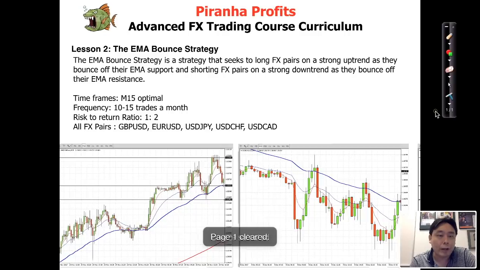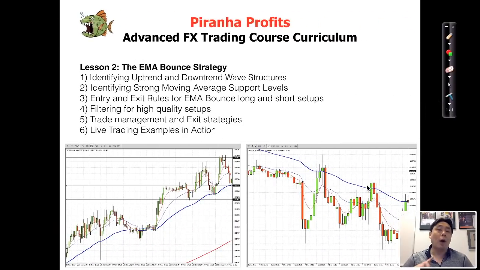So for this first strategy, you'll be learning how to identify, first of all, strong uptrend and downtrend wave structures. It's all about the wave structure. Without the right wave structure, you can't trade this profitably. How do you identify strong moving average support levels? Again, not all moving averages are strong levels. So how do you know which are the strong levels?